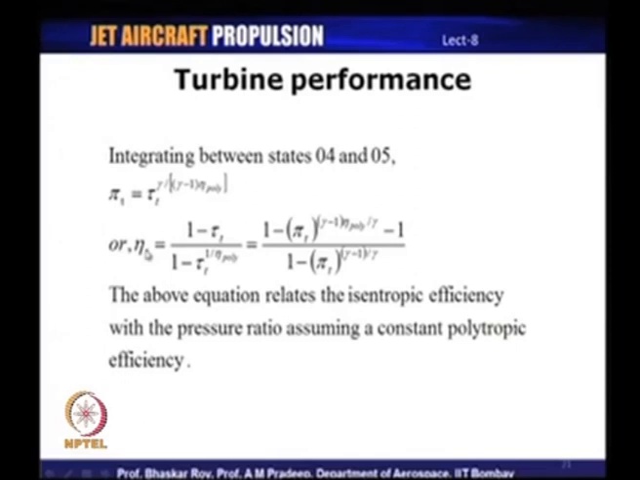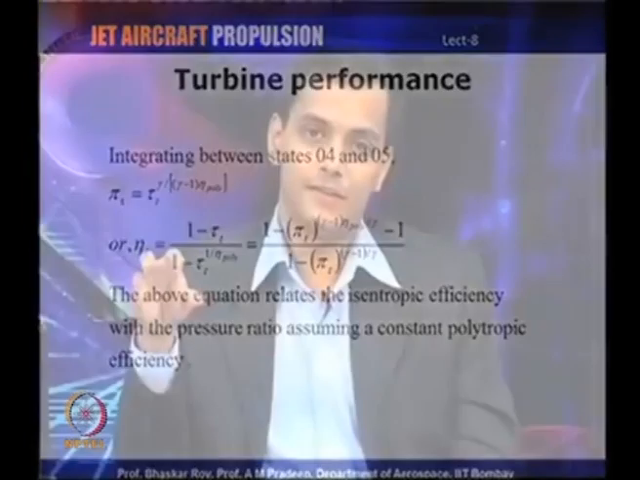So, we have eta T, which is the isentropic efficiency of a turbine, which is equal to 1 minus pi T, the pressure ratio raised to gamma minus 1 into eta polytropic divided by gamma minus 1, divided by 1 minus pi T raised to gamma minus 1 by gamma. So, here we have an expression for the turbine efficiency, the isentropic efficiency, which is again expressed in terms of the pressure ratio and the polytropic efficiency, very similar to what we had defined for a compressor as well, where we had related the isentropic efficiency to the pressure ratio and the polytropic efficiency.